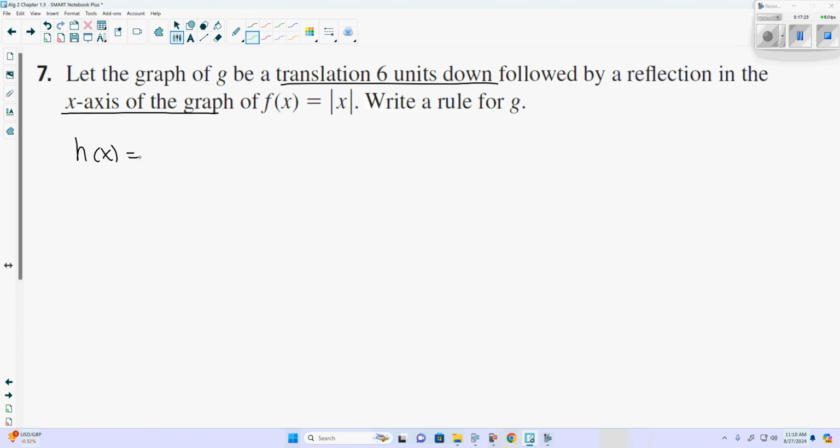So I'll call the first one h of x. So translation of 6 units down, again, vertical translation. So we're taking our f of x, because we're still applying it to f of x at this point, plus k. Now our k value is 6, and it would be negative. We're good?